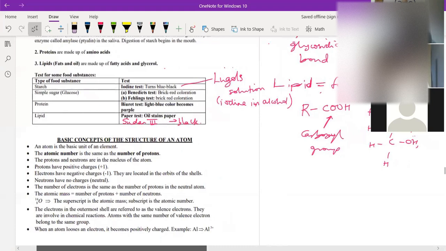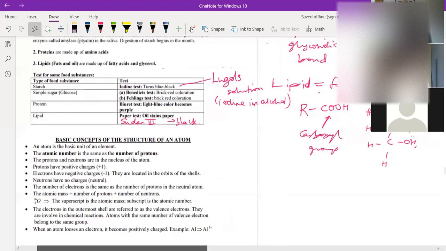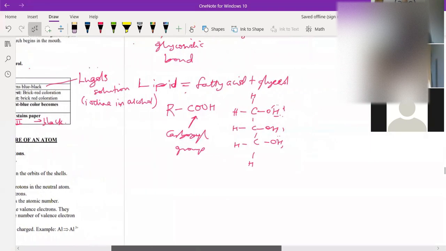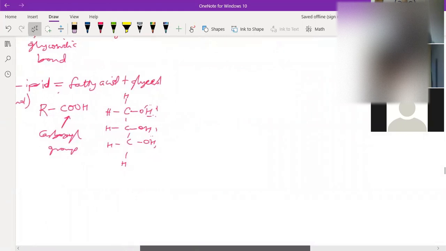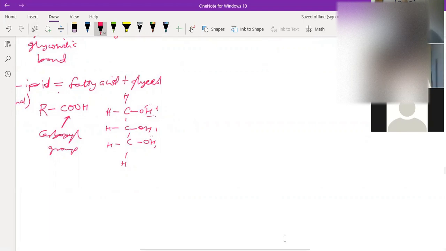Now, there's one more group of substances I will talk about before we talk about the structure of the atom. I would like to talk about the DNA. So let's go back here. Let's talk about the RNA and DNA. The differences, right? So remember, DNA has phosphates in it. RNA also has phosphates.